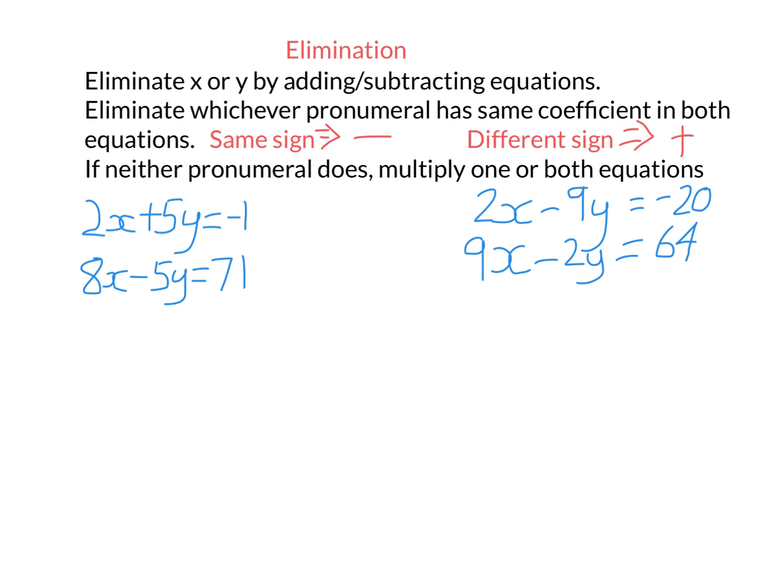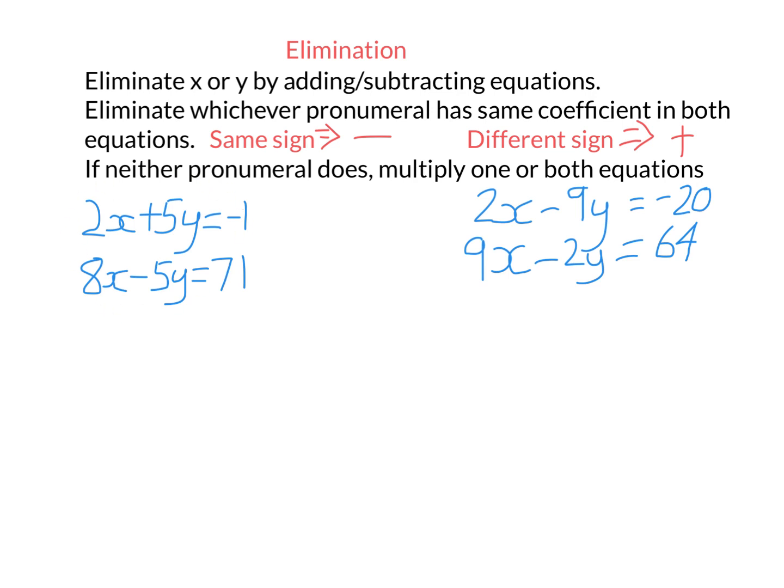Sometimes you will have a case where neither pronumeral has the same coefficient in both equations. In that case, you'll need to multiply one or both equations first. Okay, these steps sound tricky, but hopefully they'll become clearer after some examples.